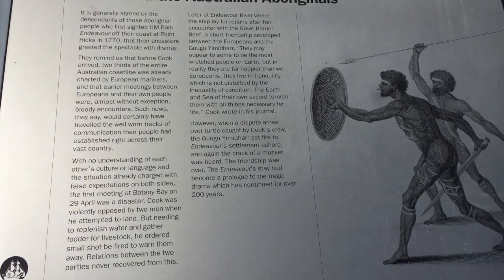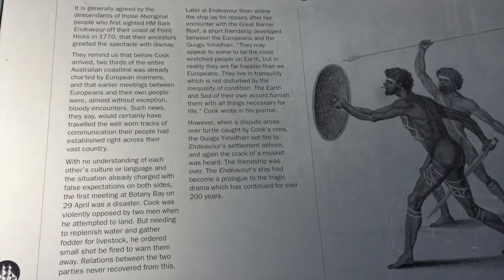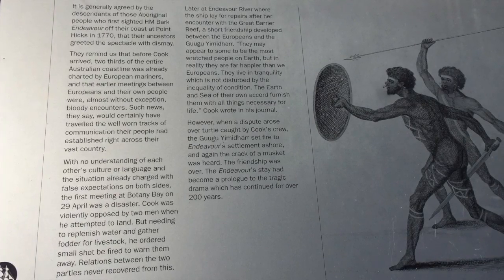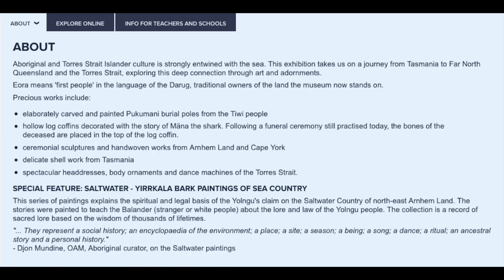This is seen within the museum through a series of paintings, which, according to Don Mundane, an Aboriginal curator, represent a social history of place, site, season, being, song, dance, ritual, personal history and ancestral story. As Aboriginals are the original inhabitants of Australia, they had a deep connection with the water, as it helped nurture their land. This strongly relates to the Maritime Museum, as the museum is based around ports and water. As well as this, it's important to teach children the value of basic aspects of life, such as water, and the way that it can help the land and people.